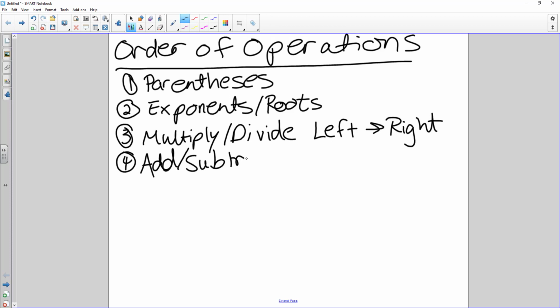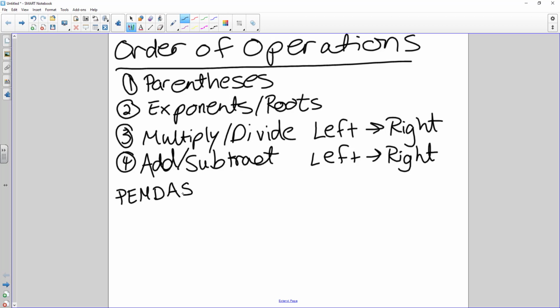Again, left to right is best. So there's different mnemonic devices to remember this. Probably one of the most common, PEMDAS, or please excuse my dear Aunt Sally, is a common one. Just be careful of this. Multiply and divide have to be done together left to right. And add and subtract technically don't have to, but it's a good idea to do those two together left to right.